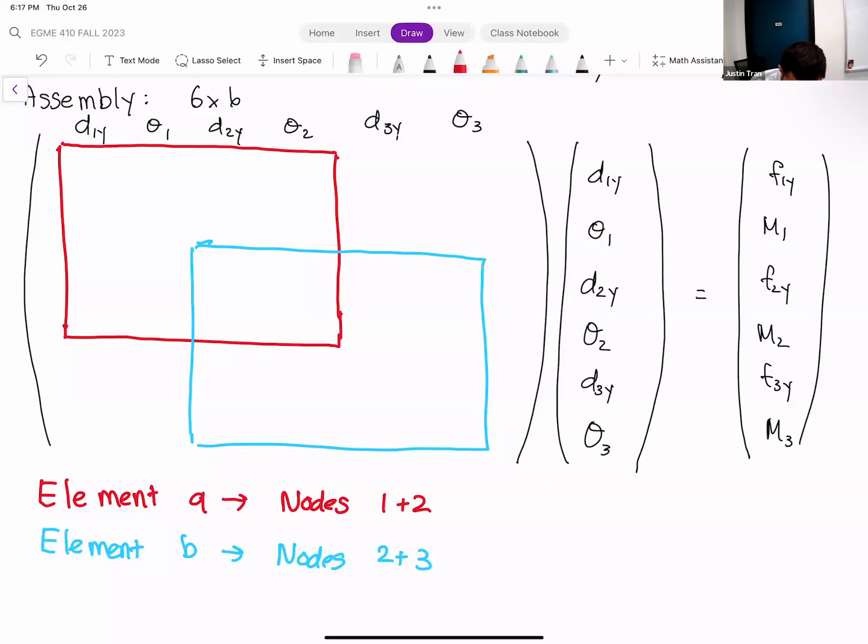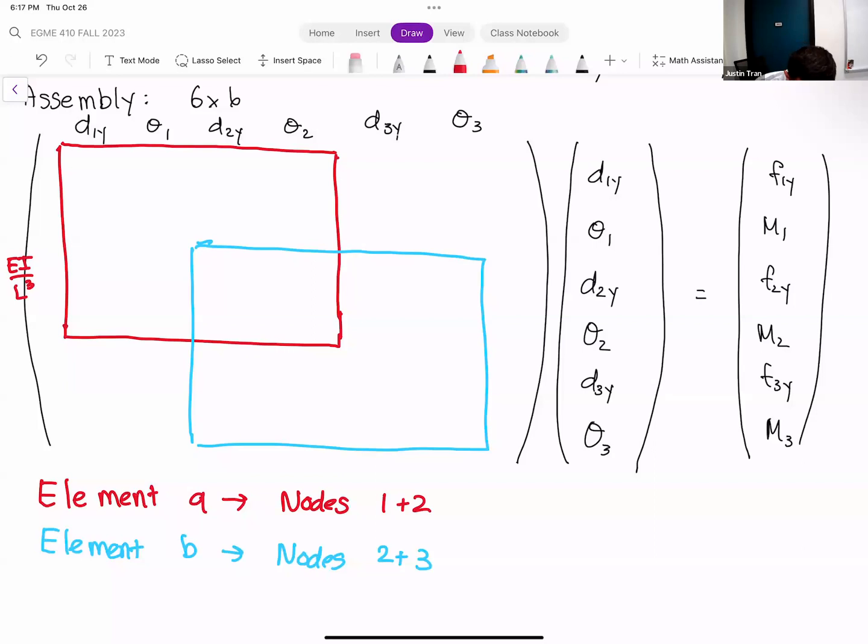I'm going to keep EI over L out in front, so we don't have to write that into the matrix. But don't forget that. One of the more common mistakes that I see with people making direct stiffness is that you work really hard, you get your global stiffness system, you go to solve it, but then you forget that factor out in front. So make sure you don't forget that guy.